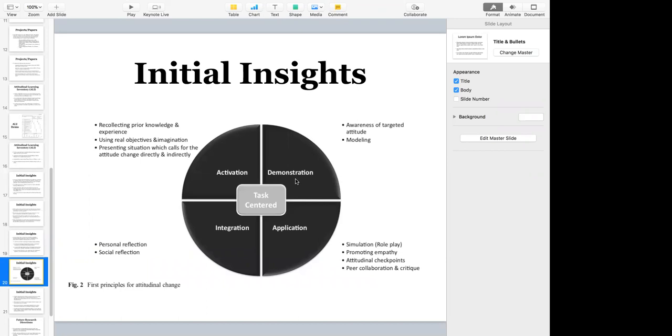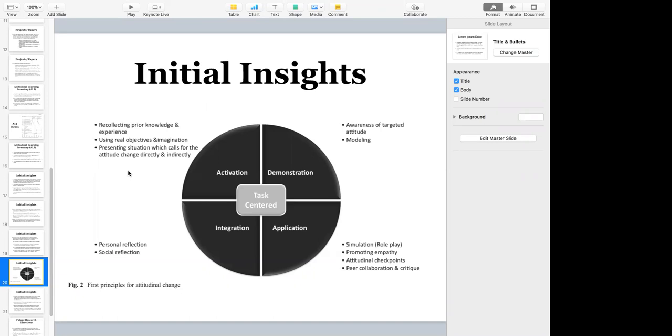It has to be task-centered. Previous knowledge has to be activated. You need to provide demonstration. You need to integrate the different types of knowledge and reflection that you might have. And then you have to apply the things that you've learned. So based on these, we said, okay, these are the things that we need to think about when we are specifically focusing on attitudinal learning.